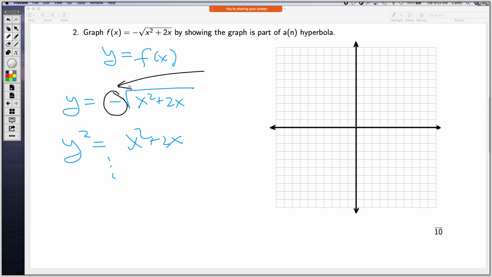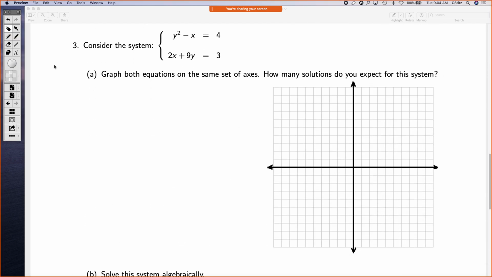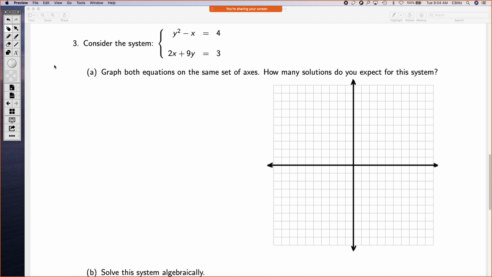And I want to stress, too, you can check your answers on Desmos. I expect you to be using Desmos there to double check to see how things are working. That'll also help you with the common mistakes. Number 3, sketch both equations. Once again, you can use Desmos to help you with this.